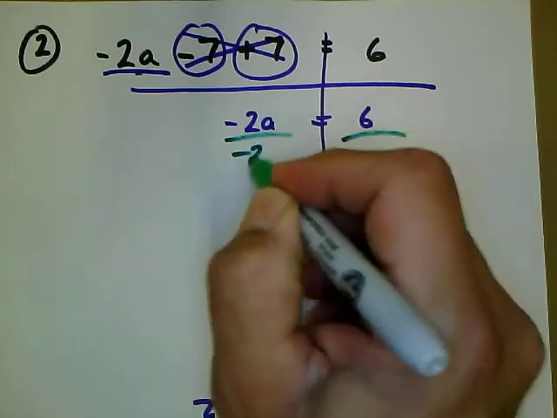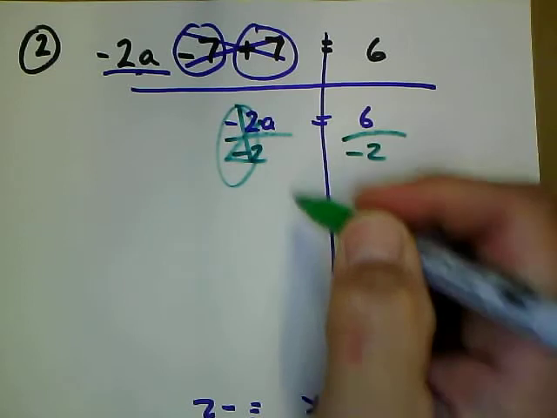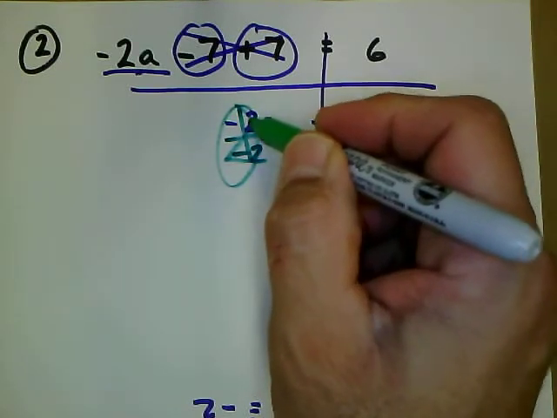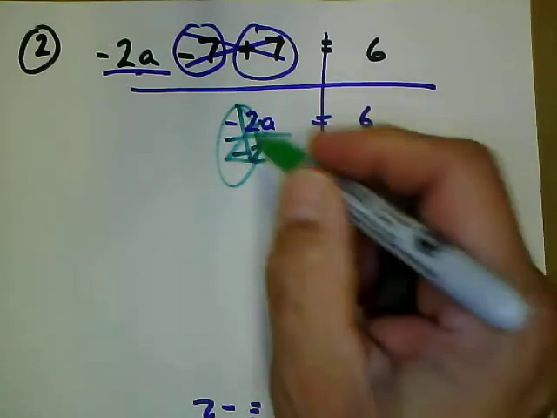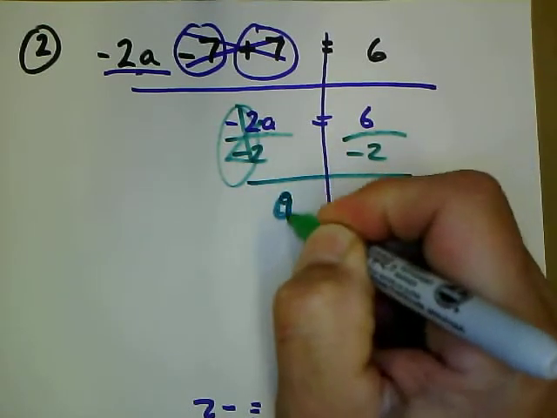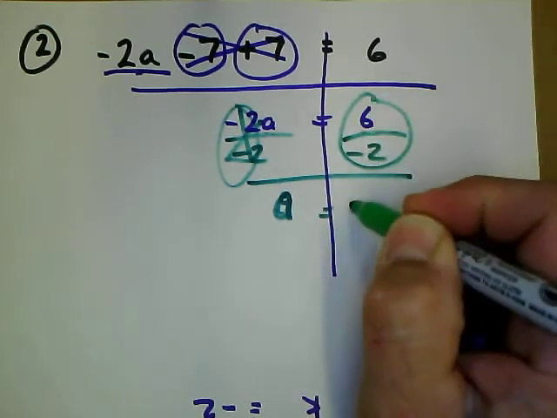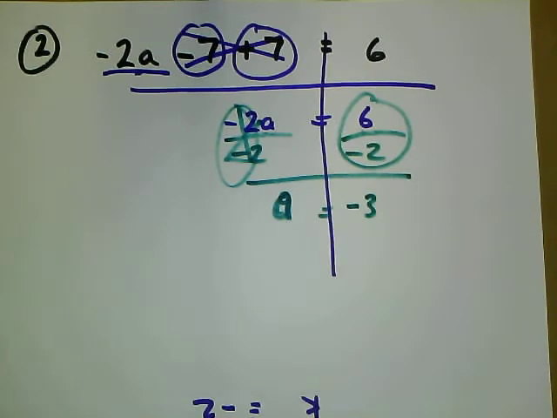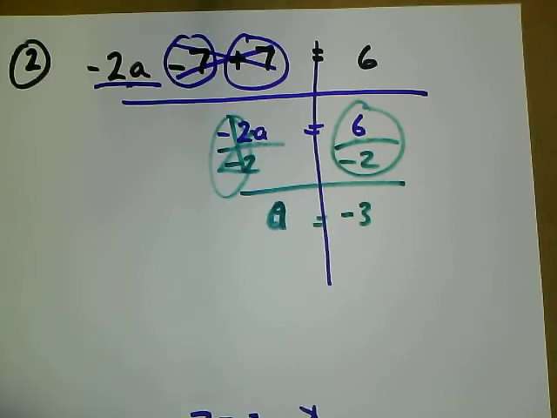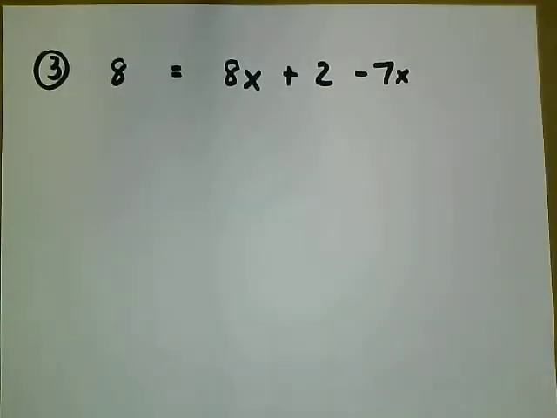Divide. That's it. Process. It has nothing to do with the numbers. Our 2's are gone because they're opposite operations. That's multiplied by -2 and divided by -2. They become 1. 1 times a is simply a. 6 divided by -2 is -3. That's it. We skipped the add and subtract part because it wasn't there. You can skip steps. Next one.